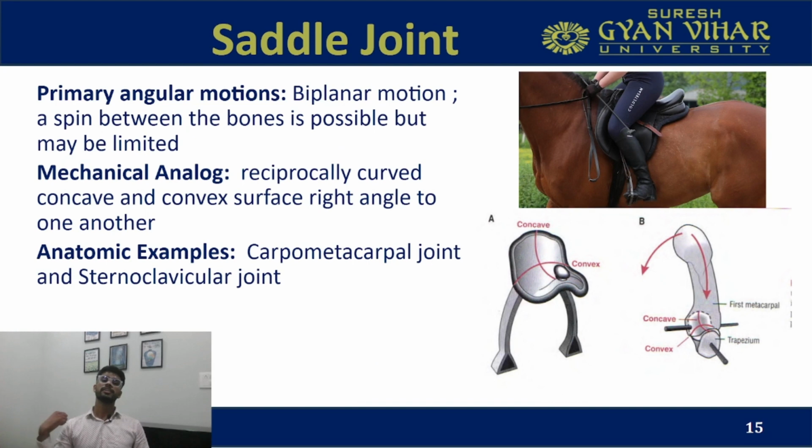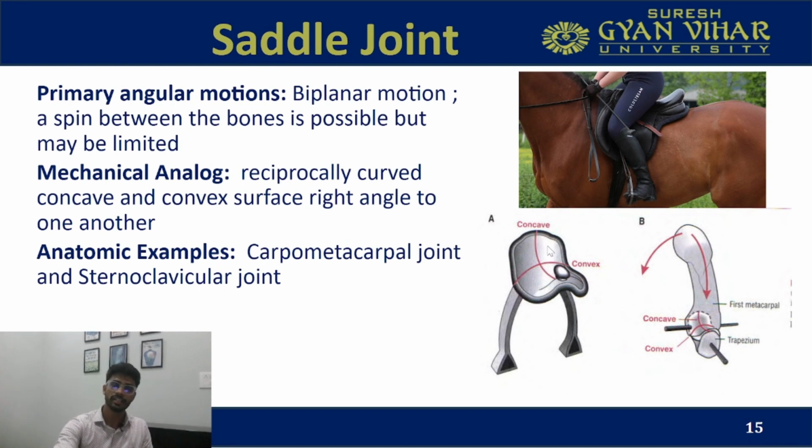Then there is the saddle joint. This resembles the saddle on a horse. Whenever you talk about the saddle joint, there is a biplanar motion which is present. There is a peculiar thing about the saddle joint, that it is concave in one direction and convex in another direction. As you can see in this diagram also, in the direction from up and down, it is concave, and from left to right, this is convex.